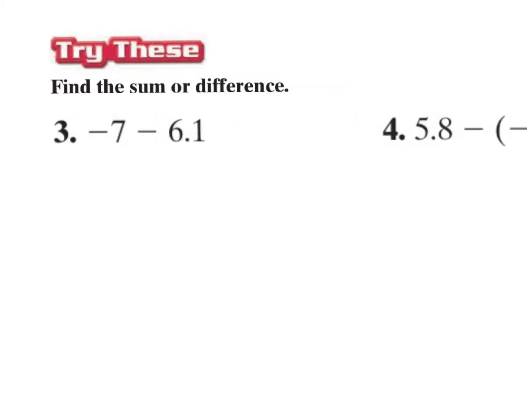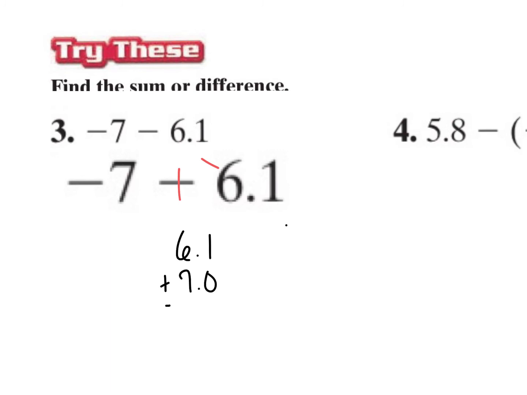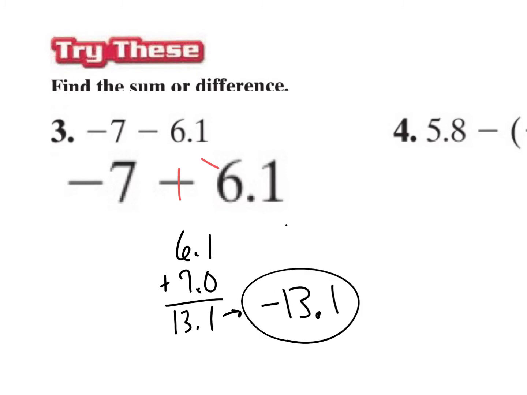So if we look at the try these, number 3. To start out with, we can do our add the opposite or keep, change. If you want to use a pen or something to mark that, you can. So at this point, these are the same signs as each other, so we're going to add them together. Make sure you line up the decimals. Remember, 7 is the same as 7.0. And they are all negatives. So that would be our answer, negative 13 1/10.